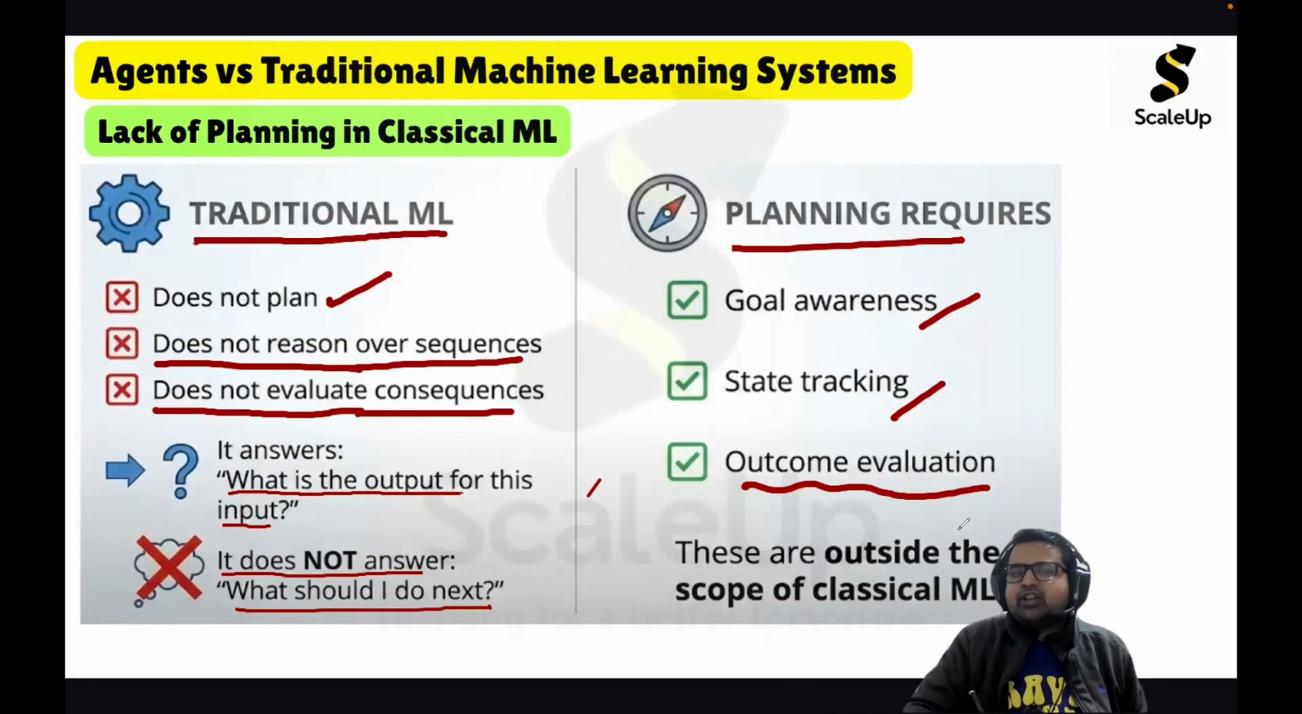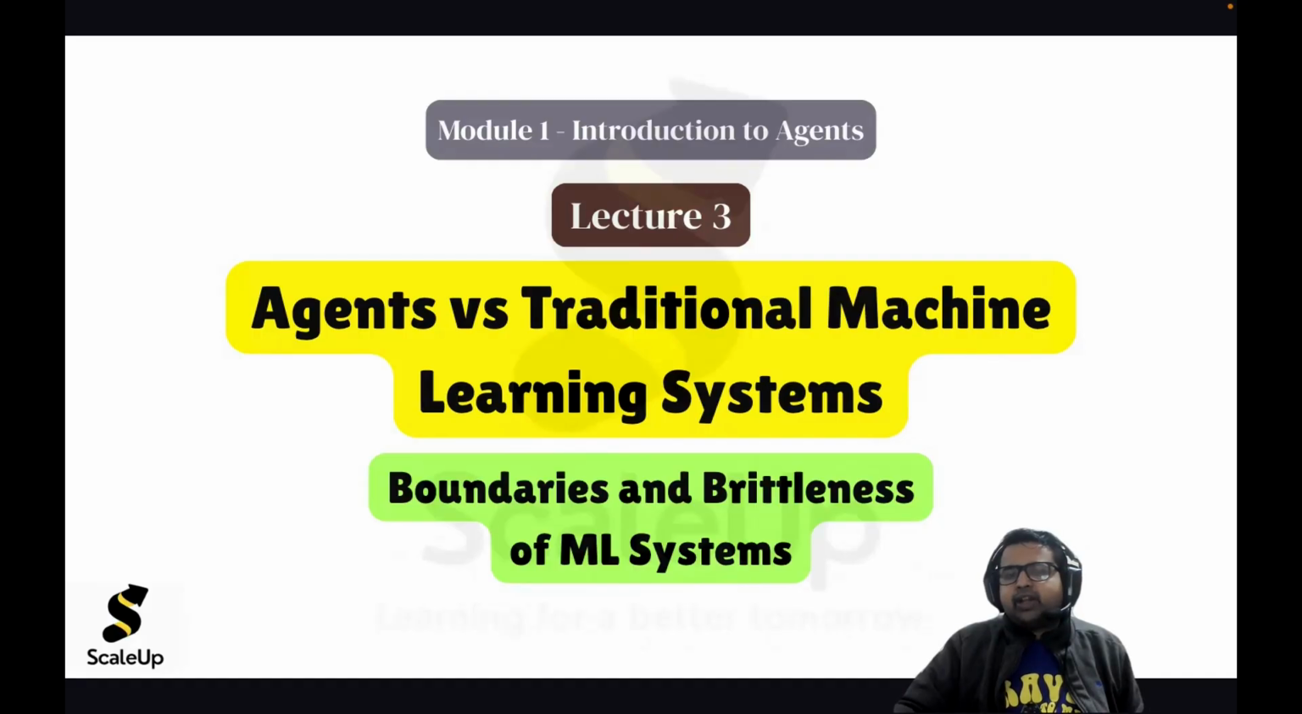And unfortunately, traditional machine learning has nothing to do with all this. So planning is outside the scope of classical machine learning. Classical, traditional machine learning systems have nothing to do with planning. They are very static in nature. Boundaries and brittleness of machine learning systems.